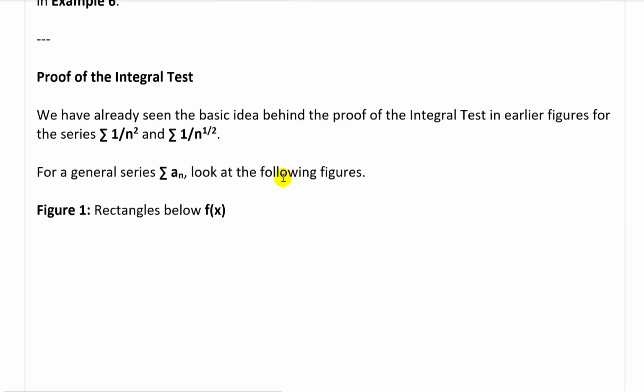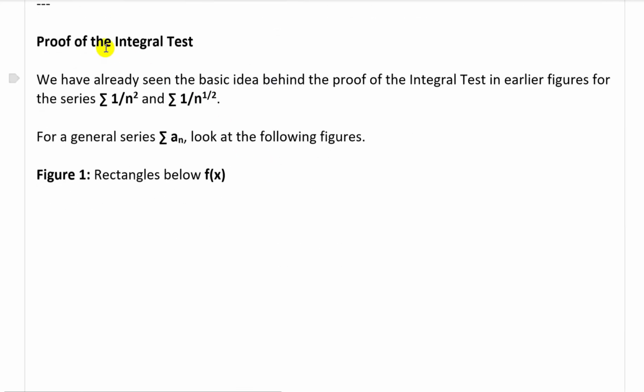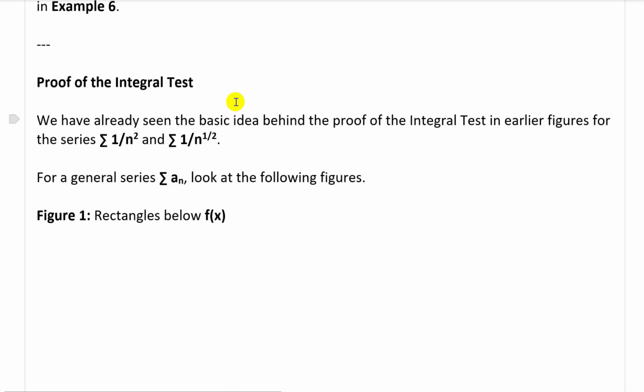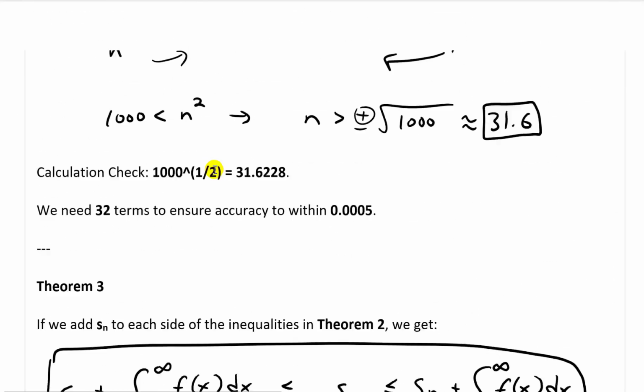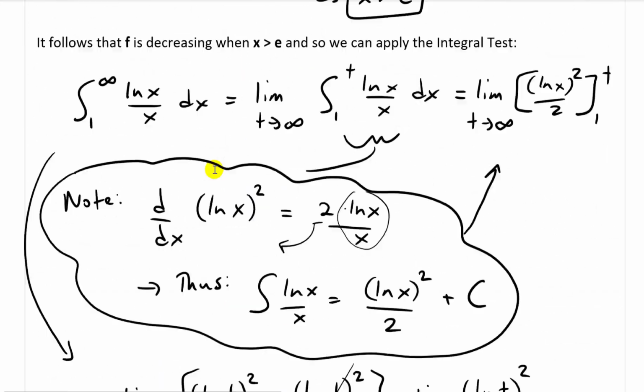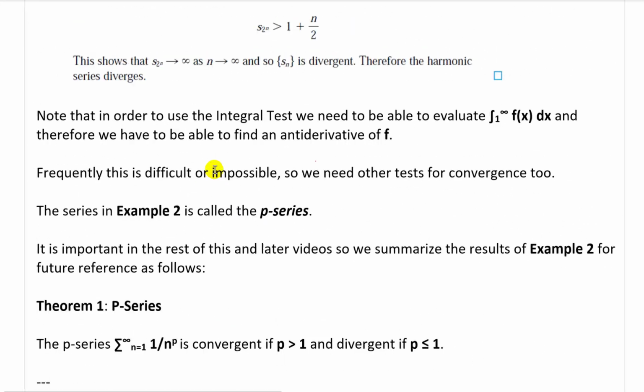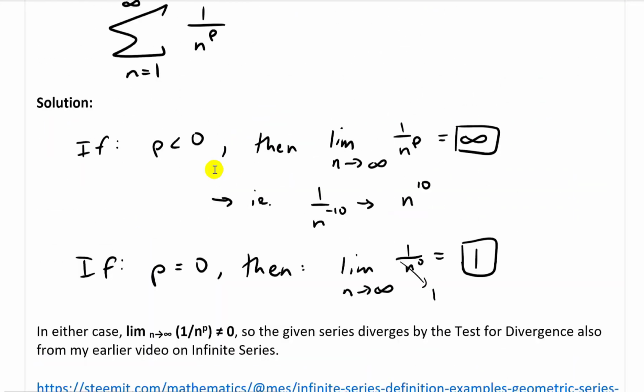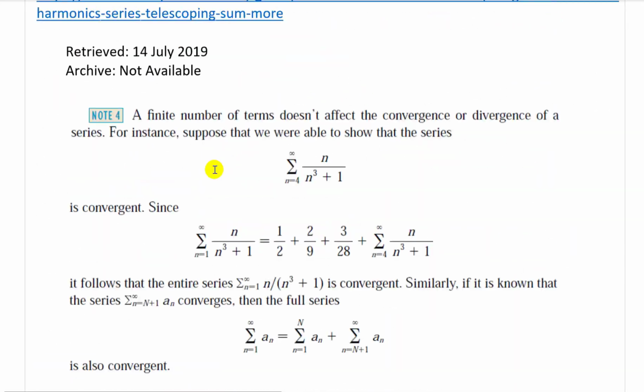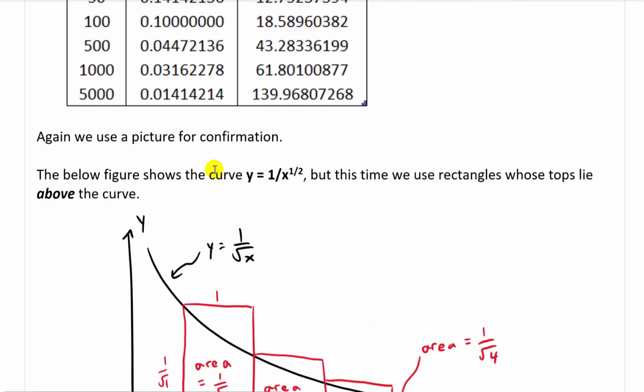So yes, fascinating stuff. Now let's look at the last part of this video, and that's the proof of the integral test. We've already seen the basic idea behind the proof of the integral test in earlier figures for the series of 1 over n squared and 1 over the square root of n, or power of 1/2. If you scroll all the way up, you'll see what I mean. Those were specific cases, but now we're going to do a more general proof. Scroll all the way up to here.